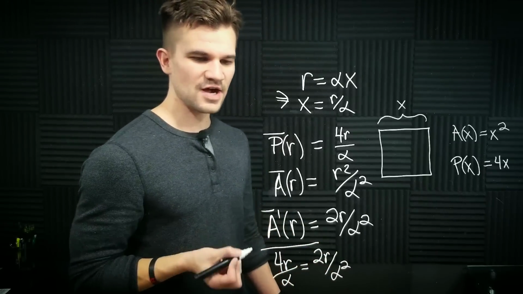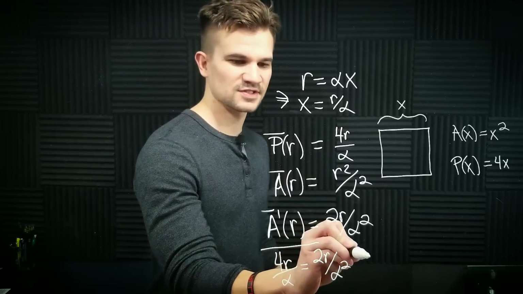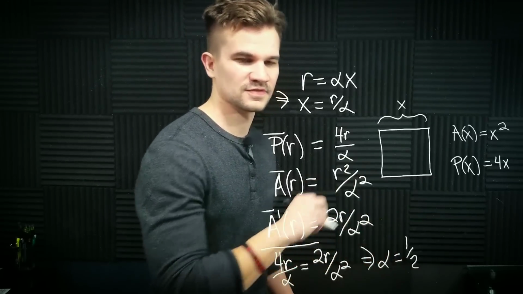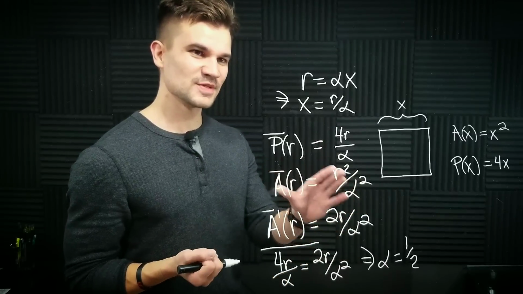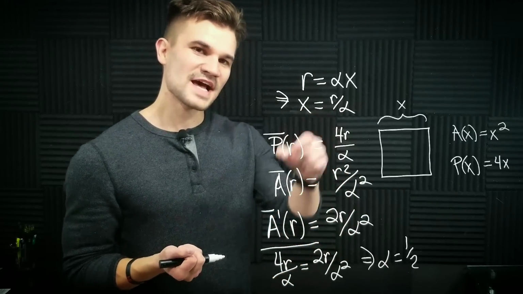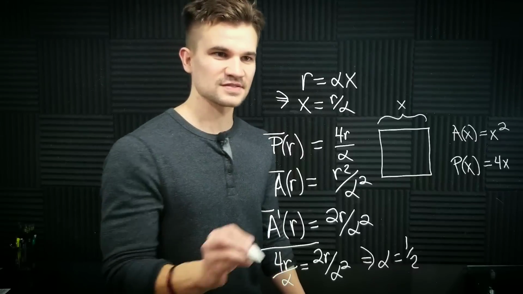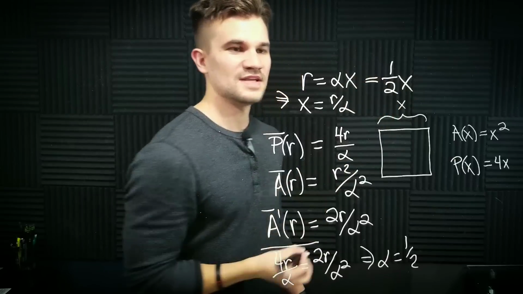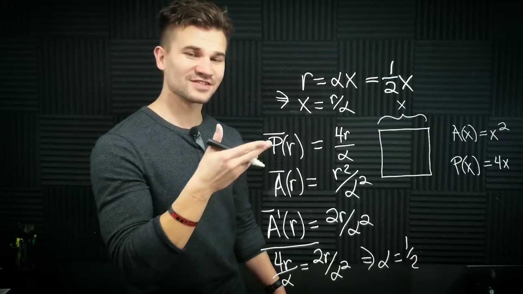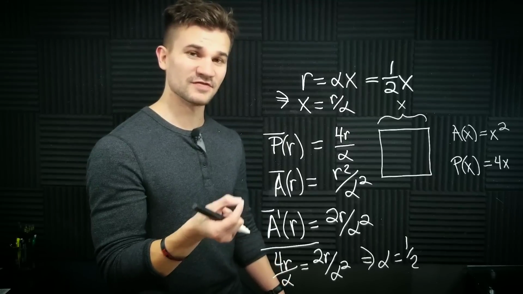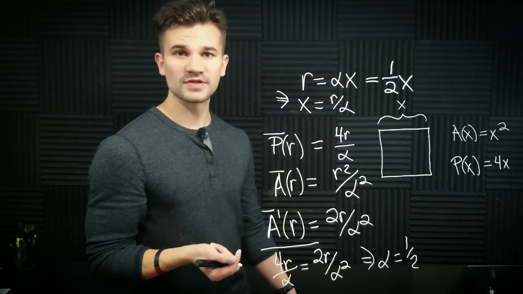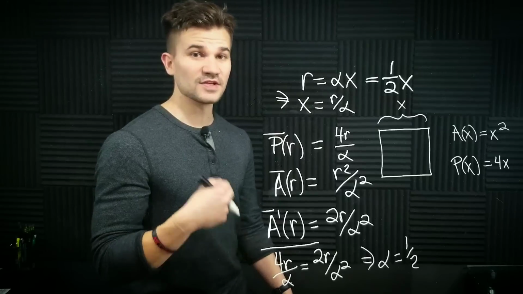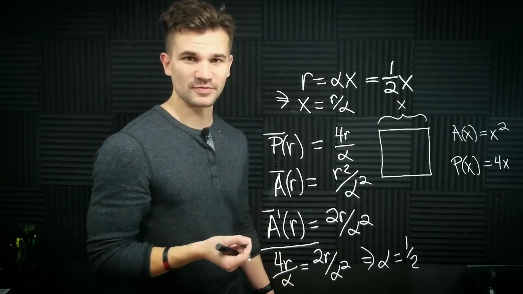Now with a little bit of algebra and a couple of cancellations, we can see pretty quickly that alpha is 1/2. So that tells us that the measurement we were looking for is 1/2 of the side length x. So r is 1/2 of x. So we can conclude that when we express the formulas of a square for area and perimeter in terms of half of its side length instead of its side length, then the derivative of the area is going to equal the perimeter.